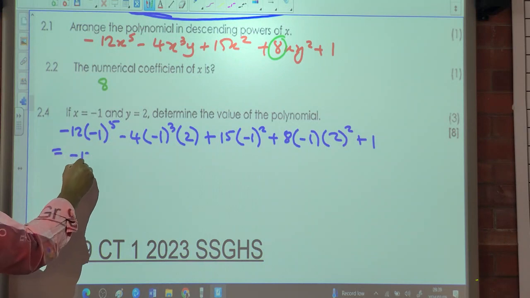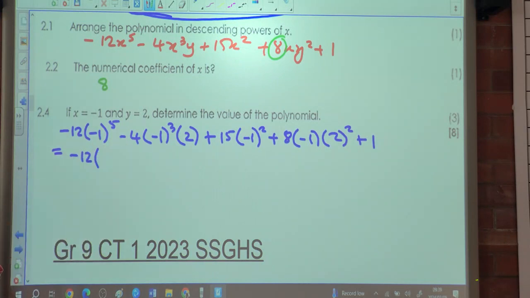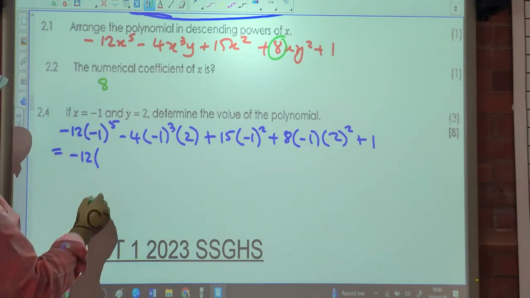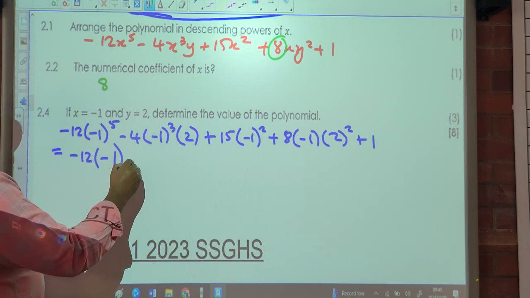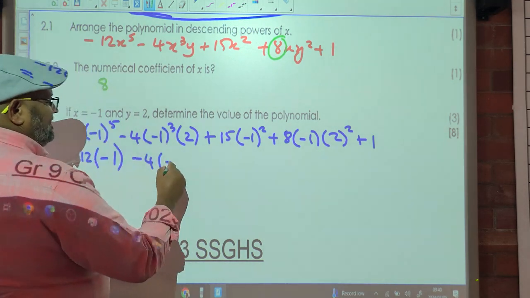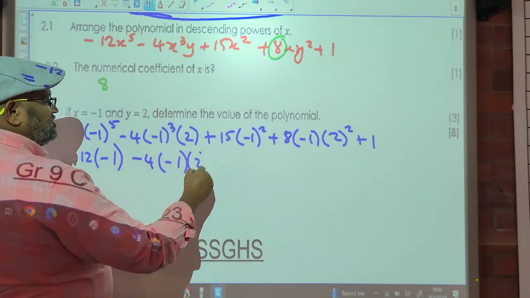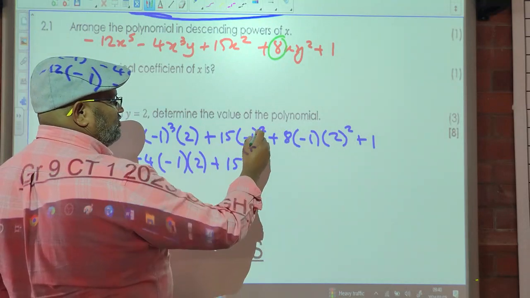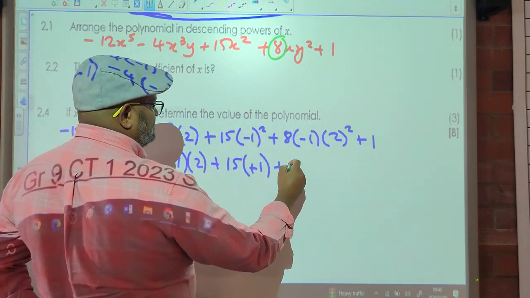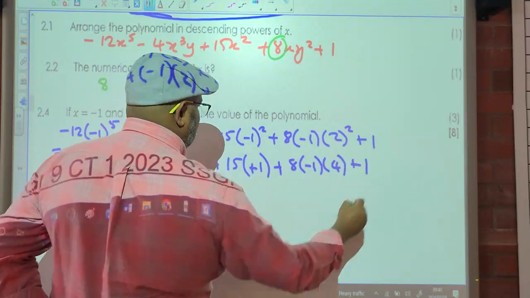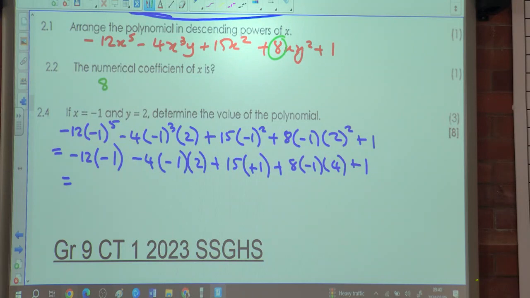Alright. So you got negative 12. Let's sort out the exponents first. So negative to an odd exponent will always be negative. And 1 to the 5 is 1. Minus 4 into negative to the odd exponent, which will be negative. 1 cubed is 1. Times 2 plus 15 into negative to an even exponent, positive. 1 squared is 1. Plus 8 times negative 1. And 2 squared of course is 4, plus 1. So before I can do anything else, what do I do? Simplify the terms.